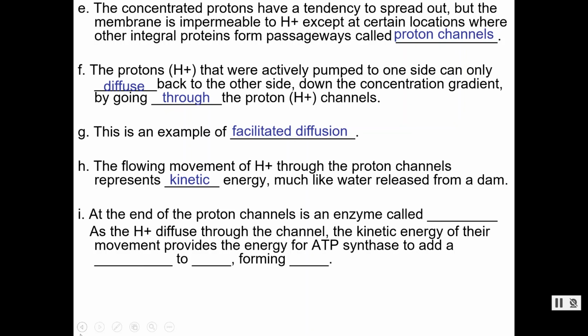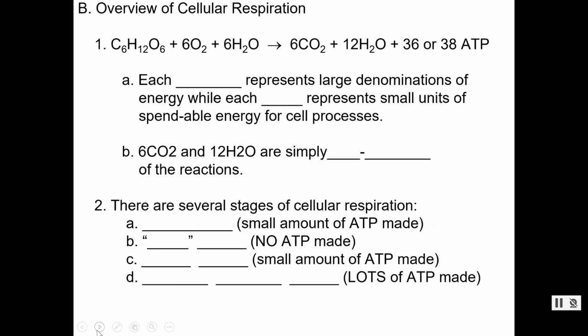We said that movement is kinetic energy. At the end of the proton channels is an enzyme called ATP synthase, and that will allow a phosphate to join up with ADP. We're going to phosphorylate adenosine diphosphate to make adenosine triphosphate.